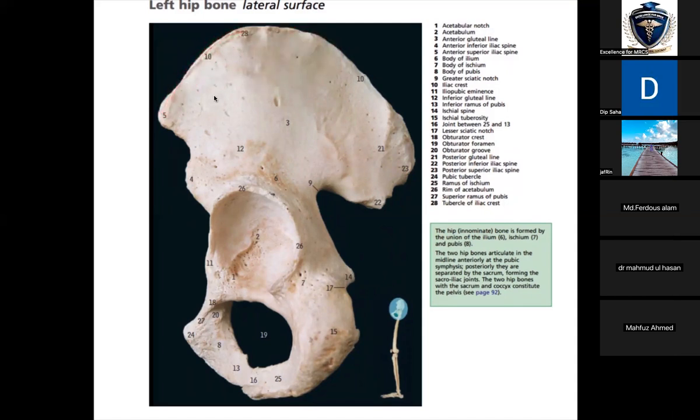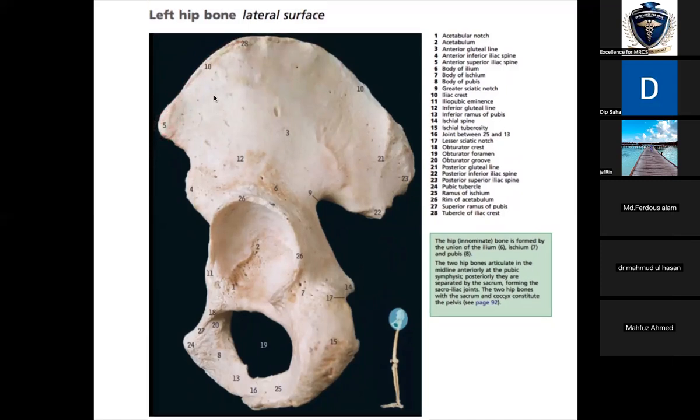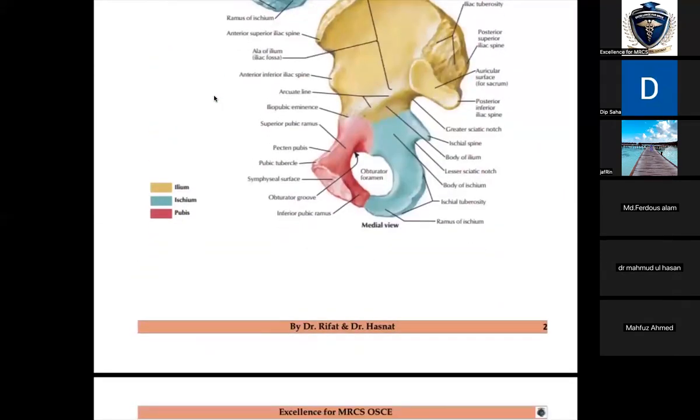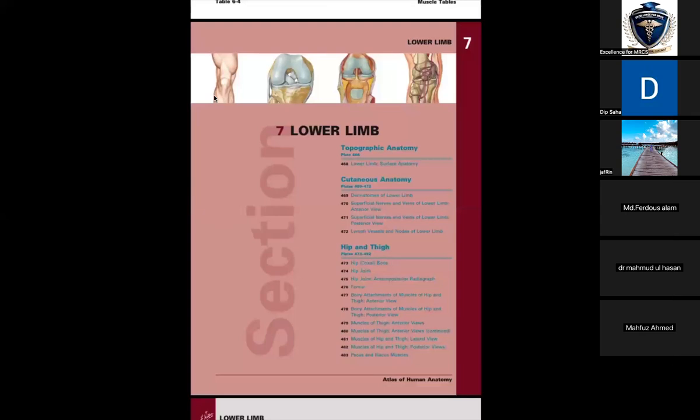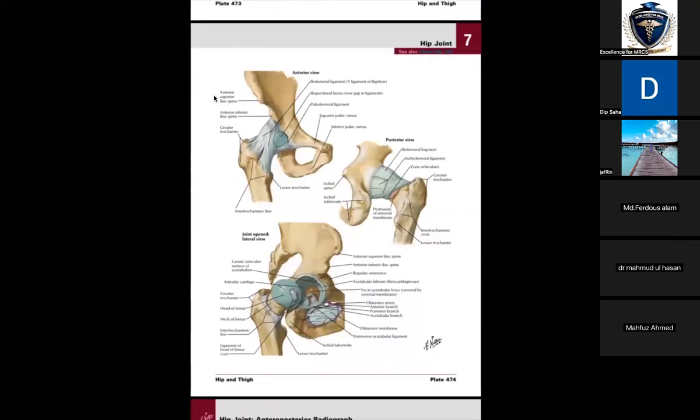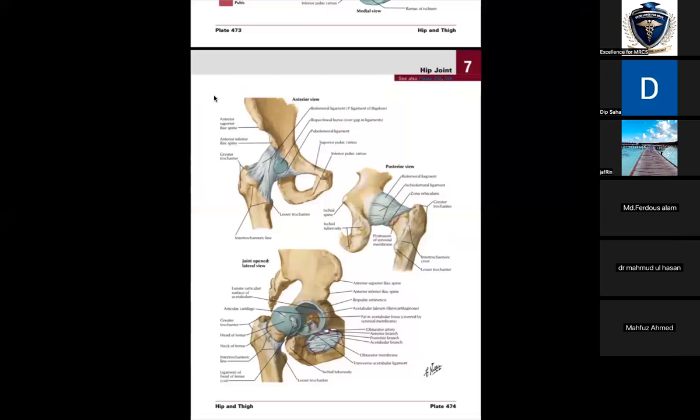Am I clear to you, everyone? Okay. Now this is the anterior superior iliac spine. So basically, if I want to show you, just wait for a while. I'm just picking a picture. Okay, come to this picture.